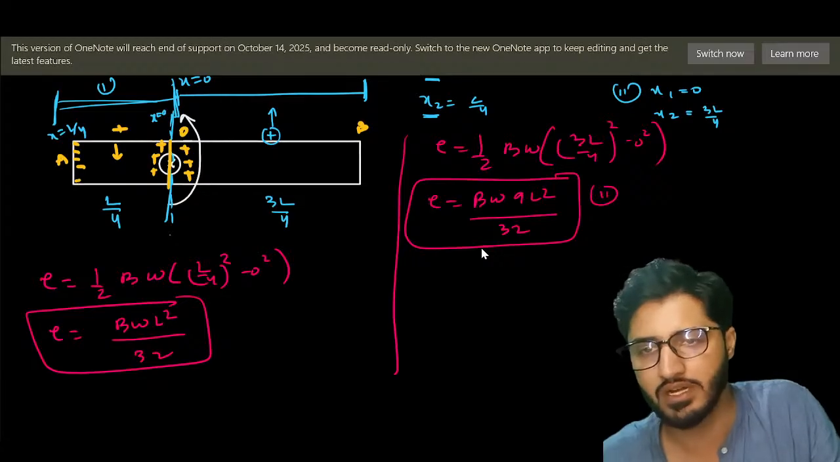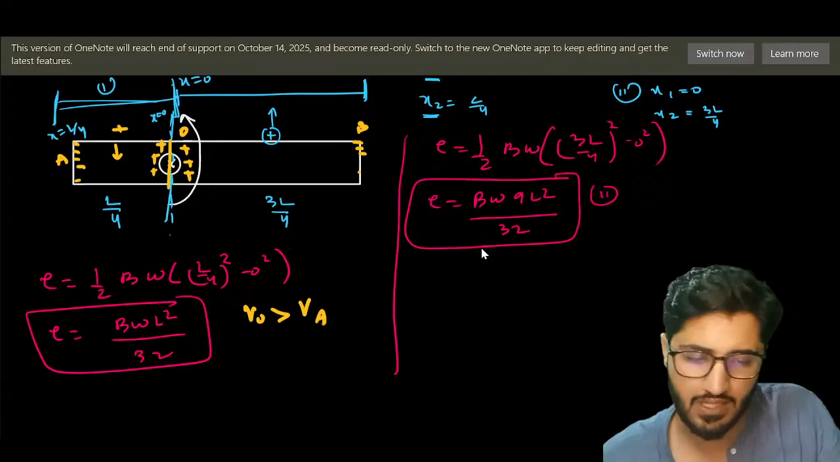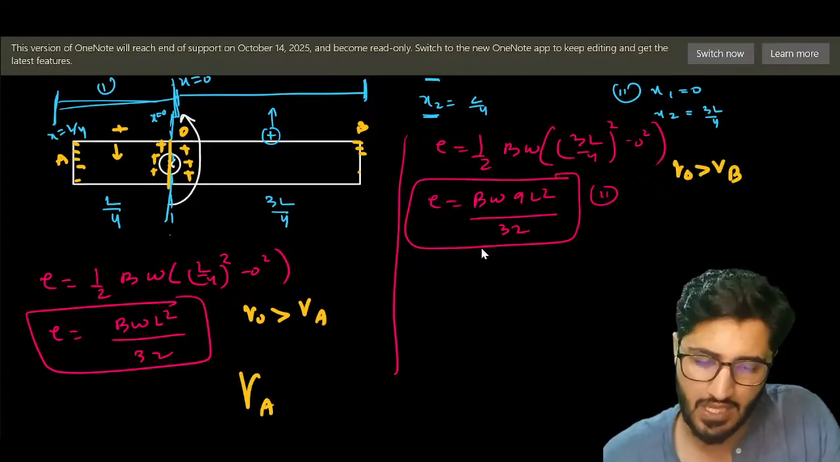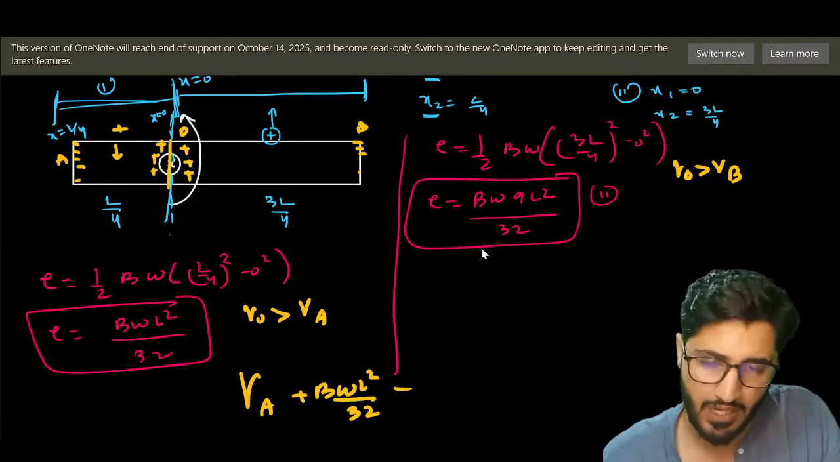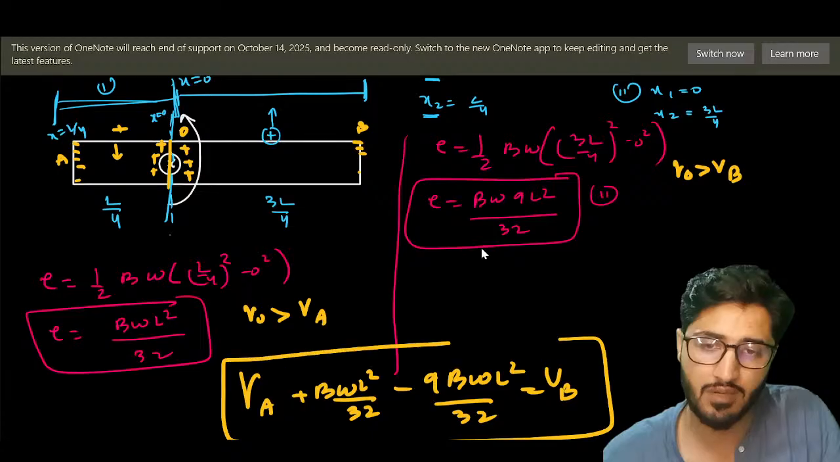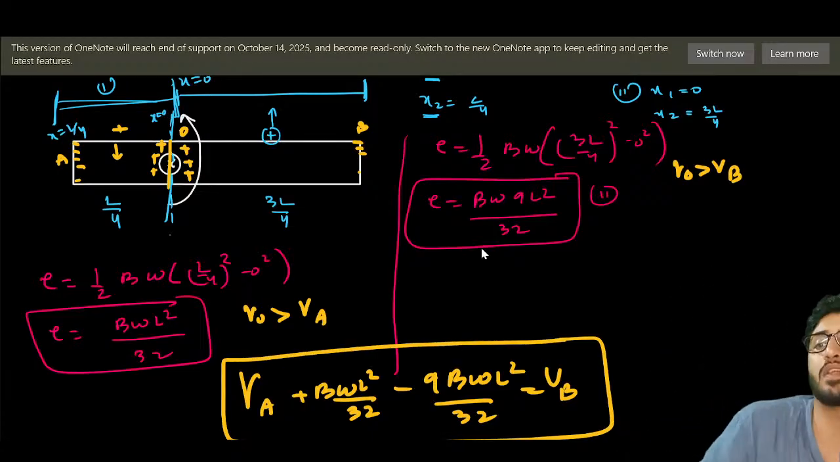Negative. So on this part V naught is more than VA, and here V naught is more than VB. So can I write VA plus B omega L square by 32 minus 9B omega L square by 32 equals VB by the point potential method from current electricity.